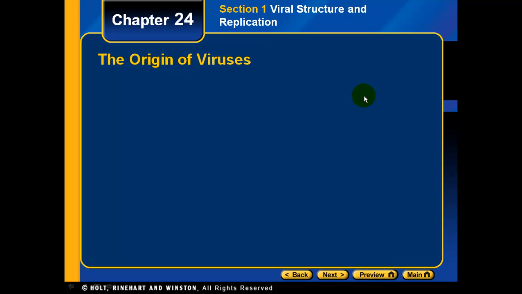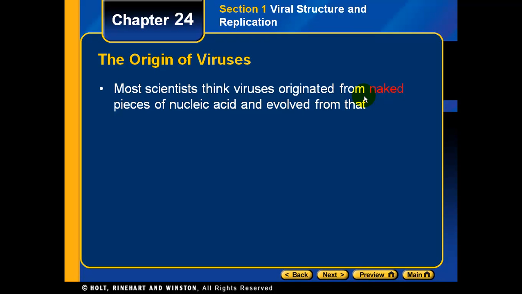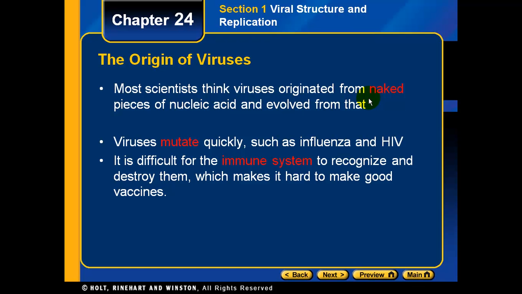All right, so where did viruses come from? Most scientists think, so this isn't for sure yet, that viruses originated from naked pieces of DNA or RNA that evolved from that. Viruses mutate quickly, such as the flu and HIV. It is difficult for the immune system to recognize and destroy them, which makes it hard to make good vaccines for a virus.